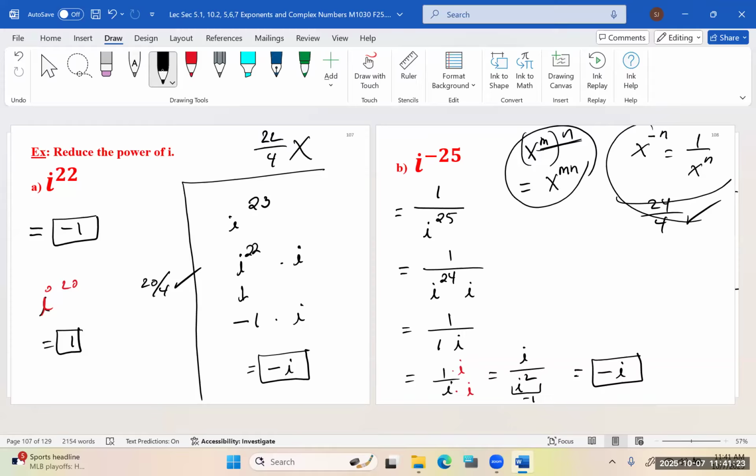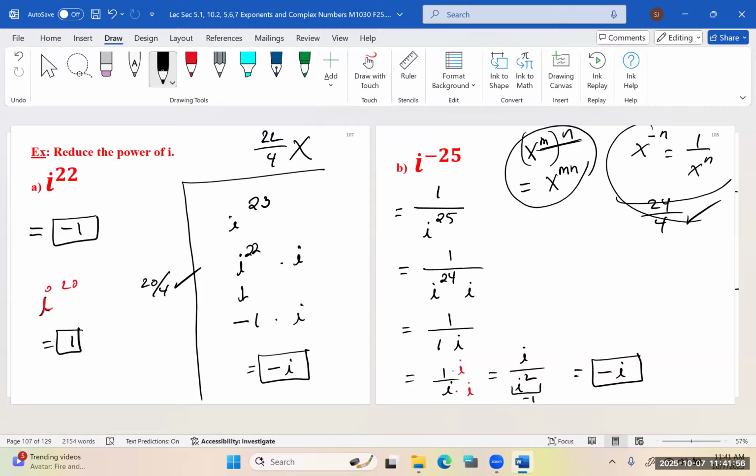So the answer is 1 over I, but you cannot have I on the denominator. Since 25 is 24 plus 1, the I there represents that there is a +1 in it. I to the 24 and I to the 1. The I to the 24 becomes 1, a real number 1.